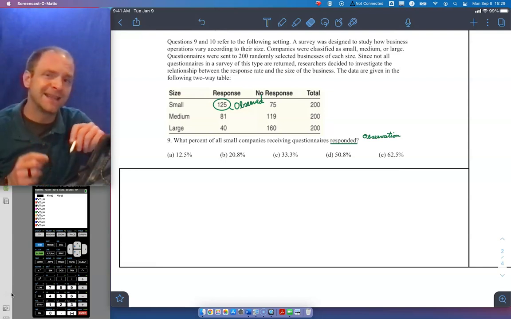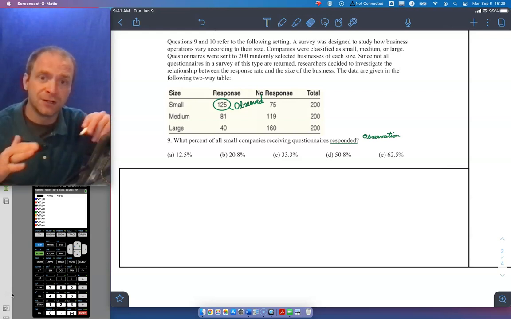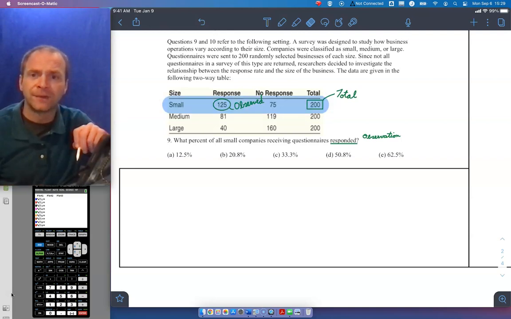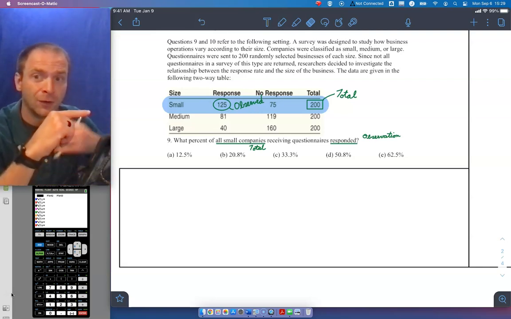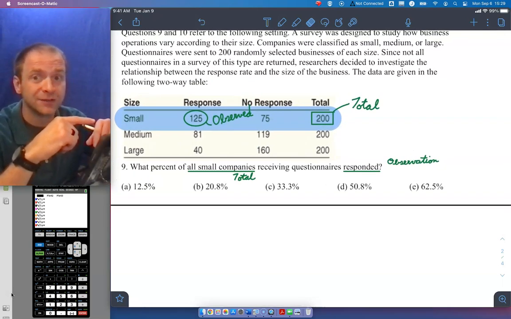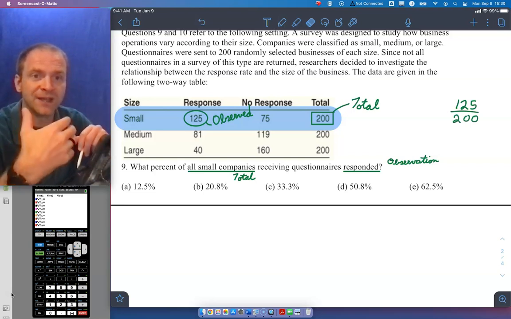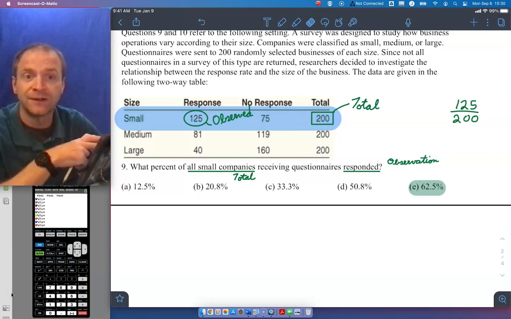Notice I'm in that small company row, and I'm looking at the responded, and there's 125. So of all the small companies, 125 responded. I'm also trying to figure out the total. So what % of all small companies? I'm focusing on that row where it says small. Of all the small companies, there were 200. Of that 200, only 125 responded. So that's what I'm looking at in this case. I'm looking for the % of 125 over 200, which is 62.5%.